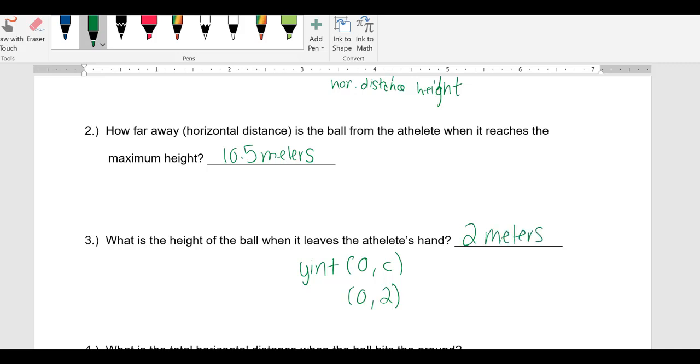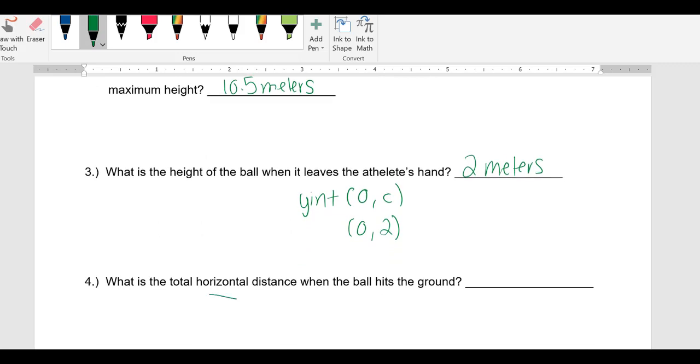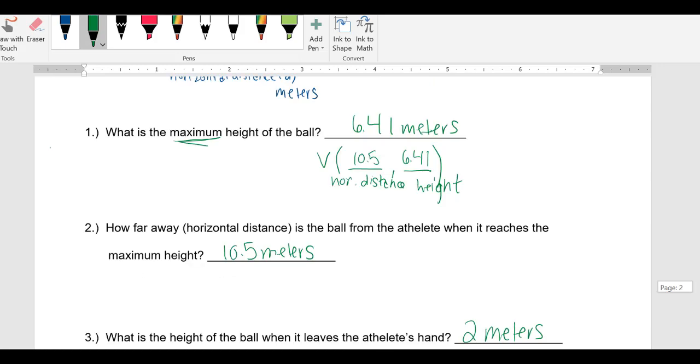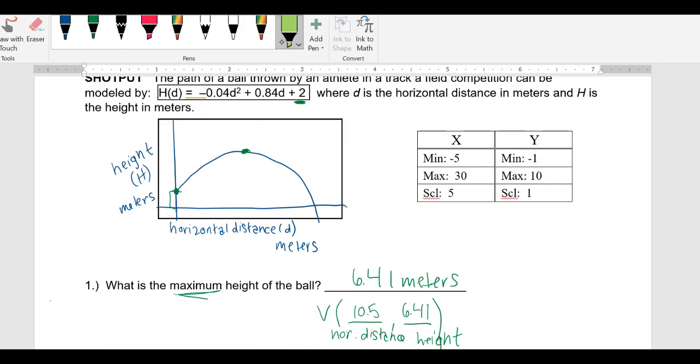The total horizontal distance when the ball hits the ground. So this is the path of the ball. It's in the air, it's at the maximum height, it continues up, and then it hits the ground, right? This horizontal axis is the ground. How far did it travel from the person, if we're going to jot that person out, to where that ball lands? We can find that by finding the x-intercepts.